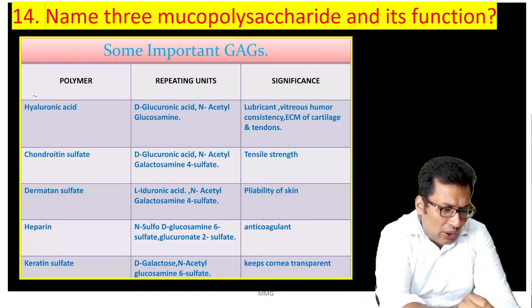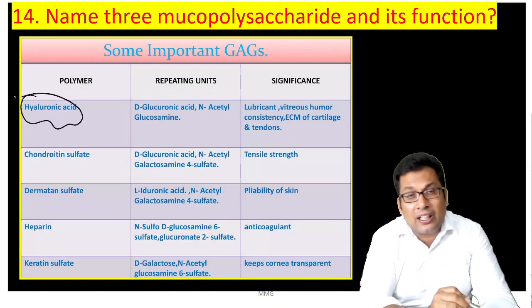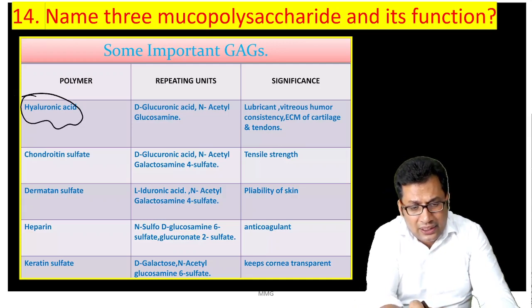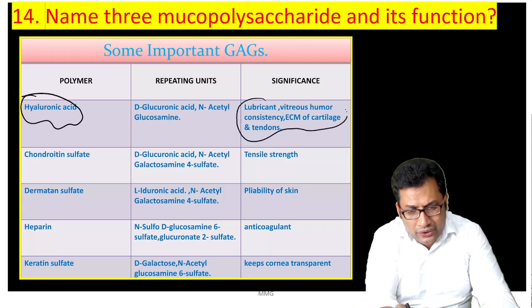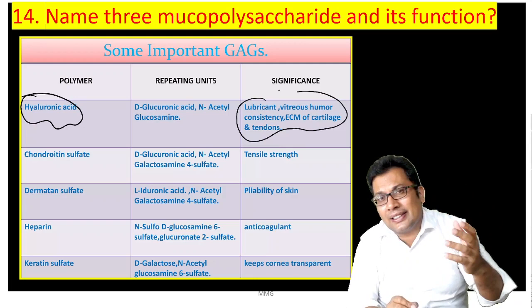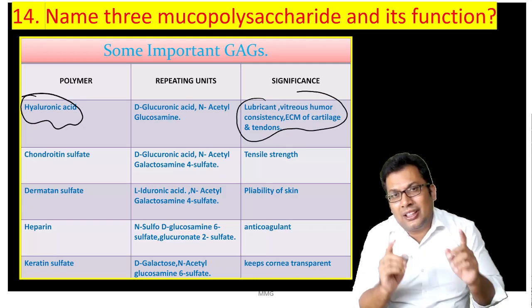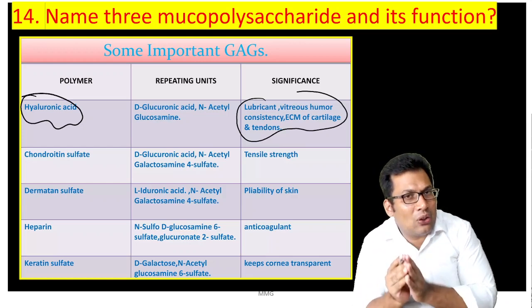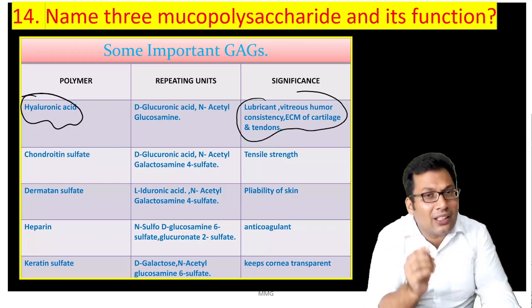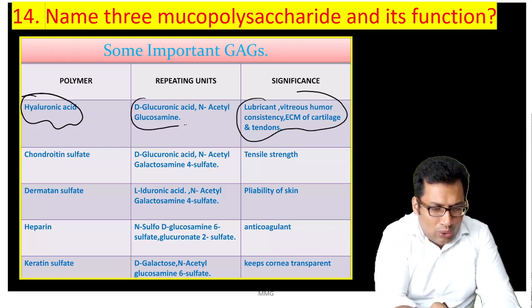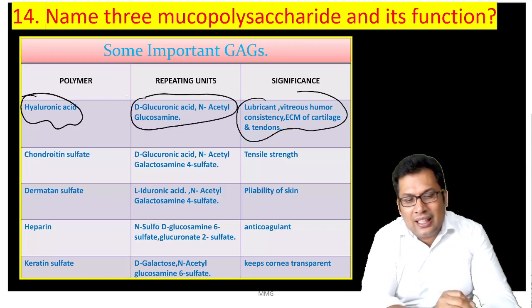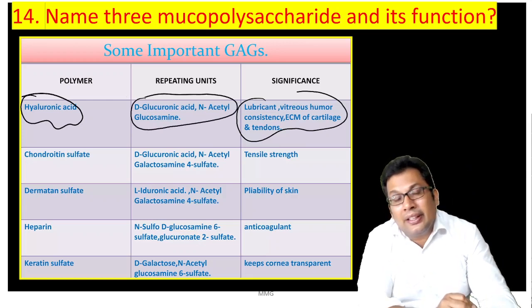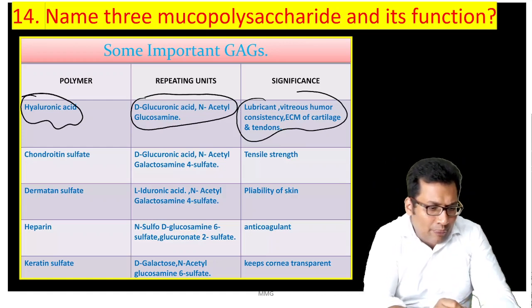Hyaluronic acid, where is this present? It is present in the joints, acting as a lubricant. It is present in the vitreous humor for consistency, and also in the tendon and cartilage. What does it contain? D-glucuronic acid and N-acetyl glucosamine.